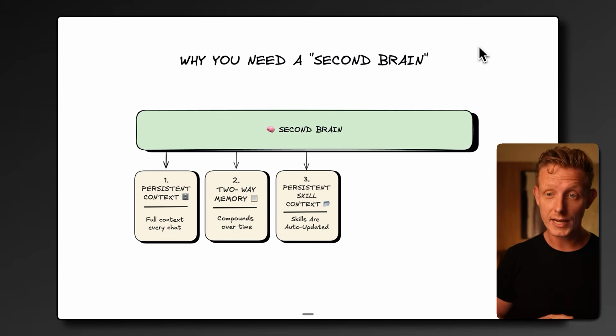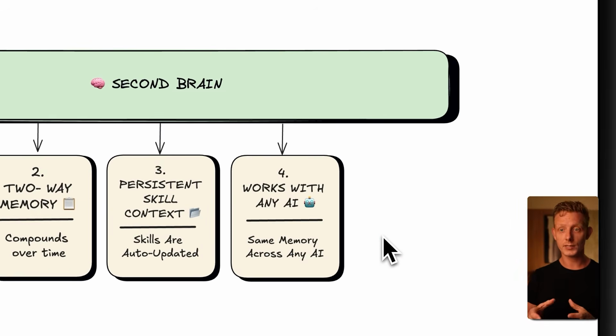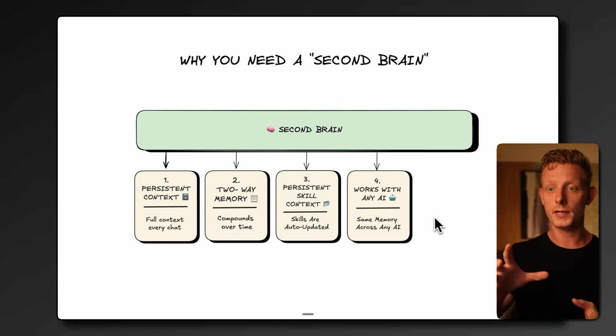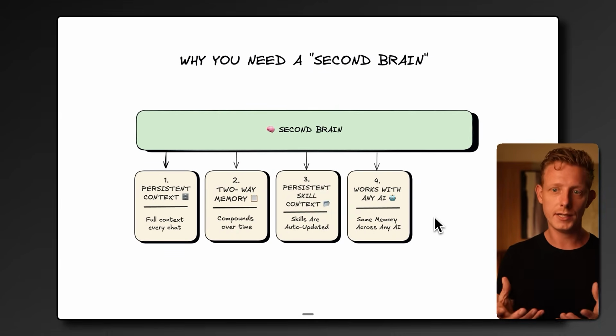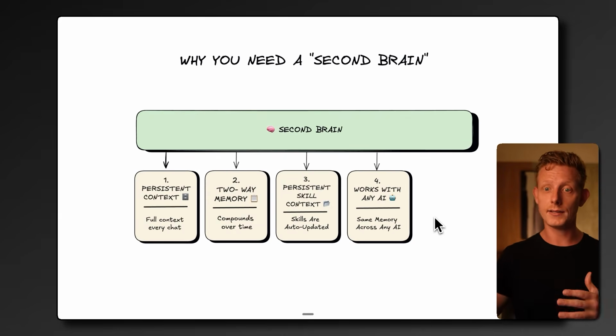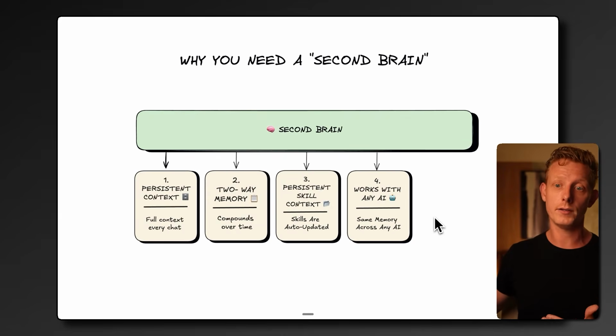Now, another huge advantage of this setup, of course, is that it works across any AI you use. So your second brain in Obsidian is really just a folder of markdown files, which I'll explain in more detail in a second, but that's all it is. It's just a folder that I can now give Claude Cowork access to, I can give Claude Code access to, I can give Codex, Antigravity, or any other AI agent provider access to.